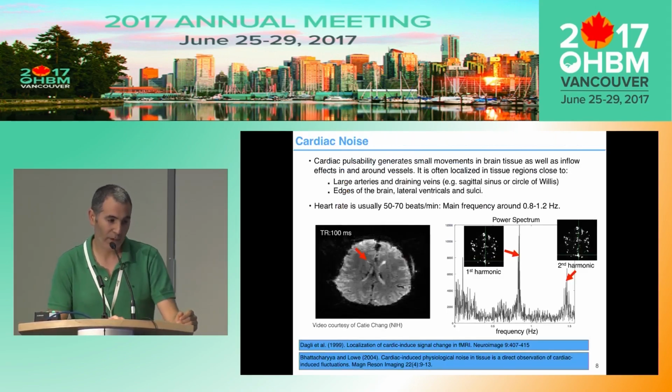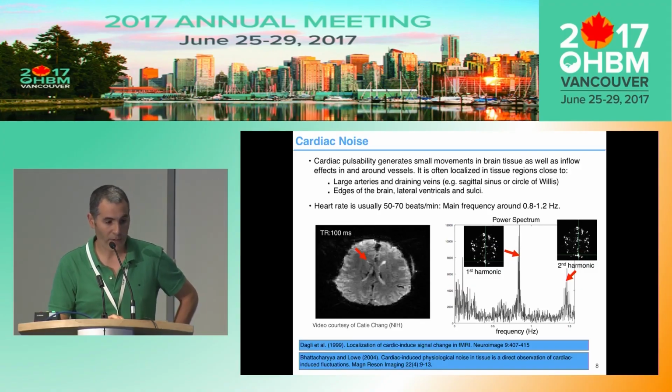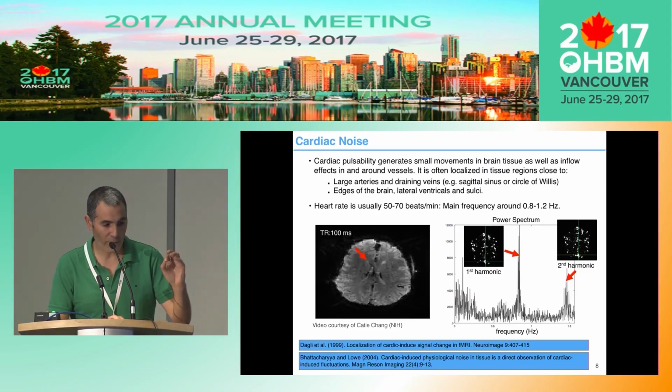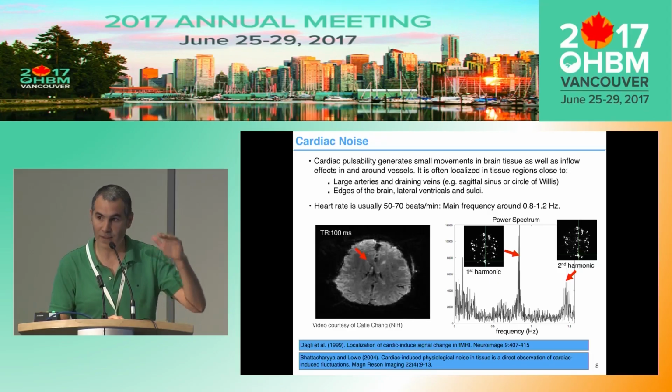Another component of the fMRI signal is due to cardiac pulsatility, which generates small movements in brain tissue as well as inflow effects around vessels. So it's mainly localized close to the large arteries, the draining veins, the edges of the brain and the lateral ventricles. If you sample really, really fast, as you can see here in the video, and we focus on a point where we have a vein, we can actually see the movement of the voxels and the change in the intensity of the signal due to this cardiac pulsatility.